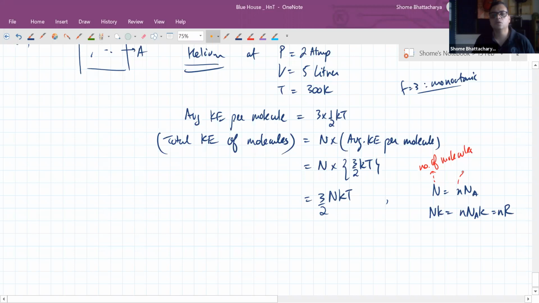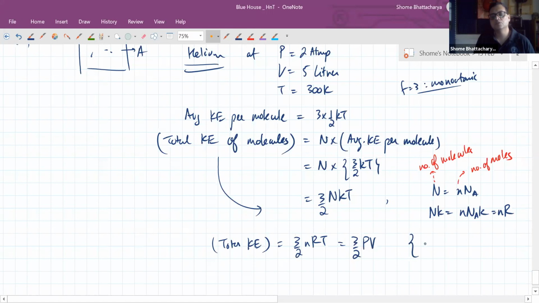Whereas small n is the number of moles. So there's that relation between them. So therefore, the total kinetic energy is nothing but 3 by 2 nRT, which we can also write as 3 by 2 PV, because PV is equal to nRT.